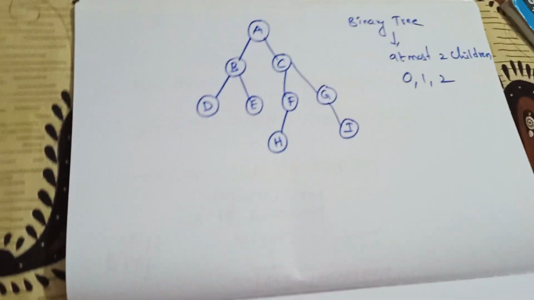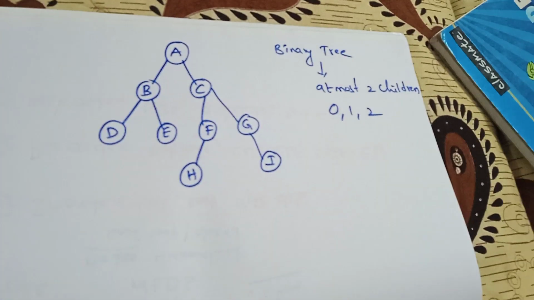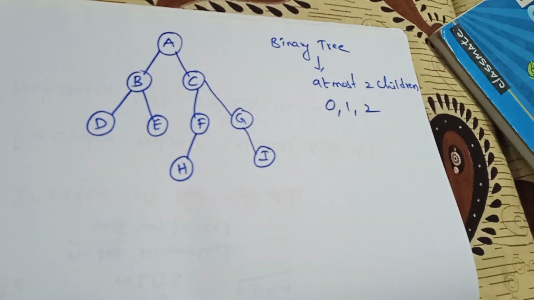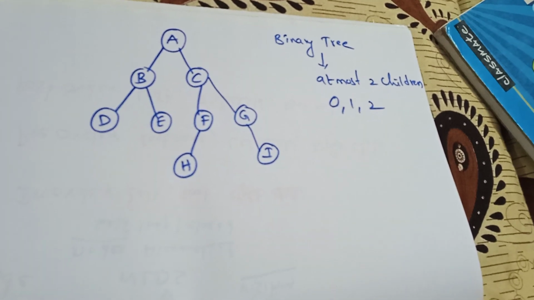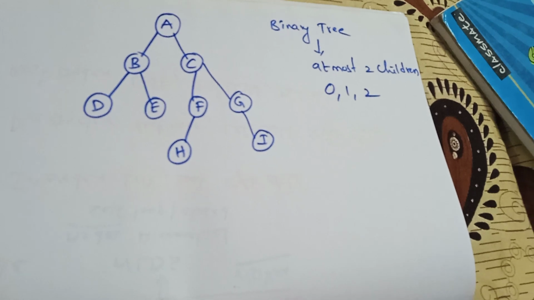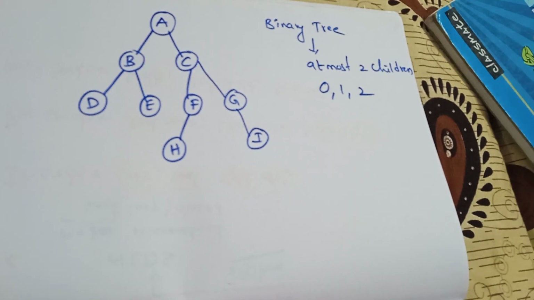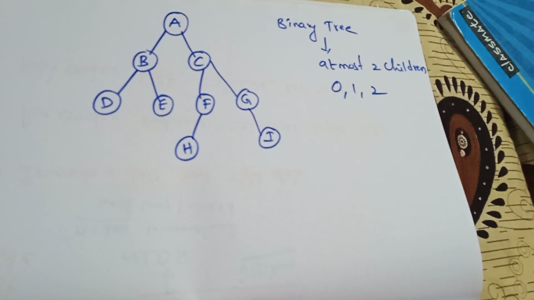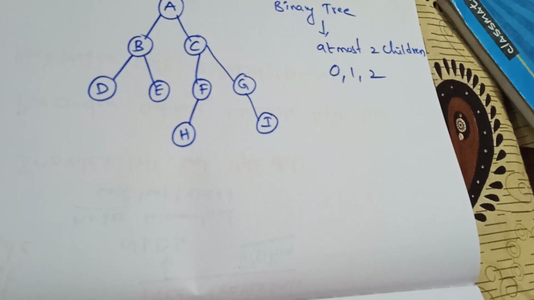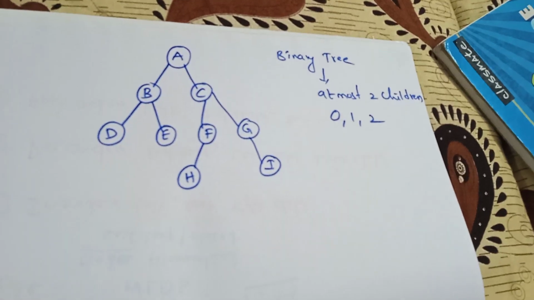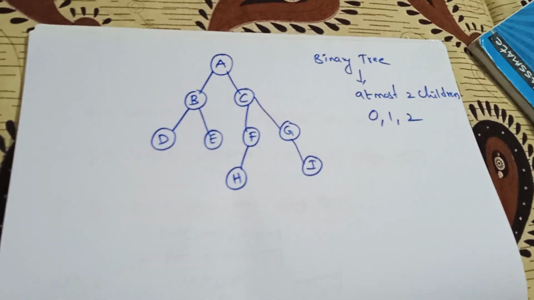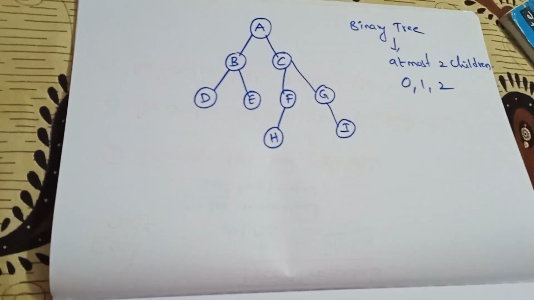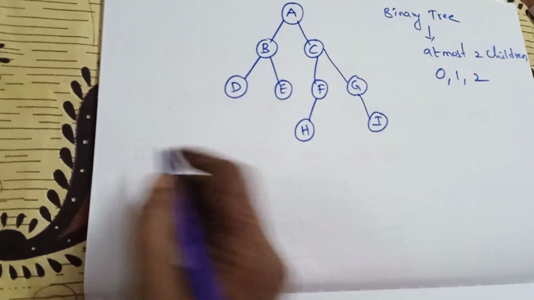Now look at this tree. Can I call this a binary tree? It can have at most 2 children. So A is having 2 children, B is also having 2 children, C is also having 2 children, F is having 1 child, G is having 1 child, and D, E, H, I are not having any children. So I can call this a binary tree. Am I right? Right. Now let's see how to visit all the nodes.